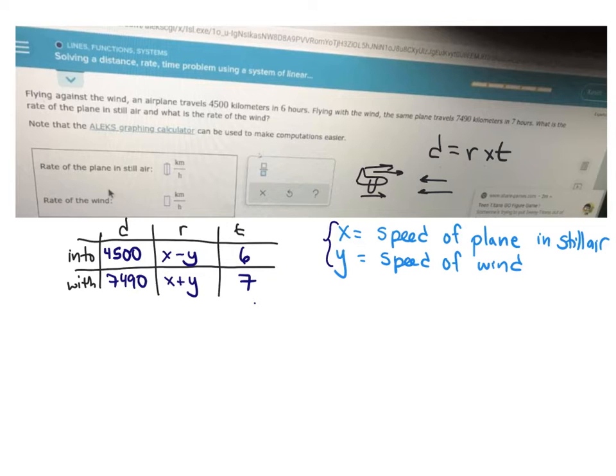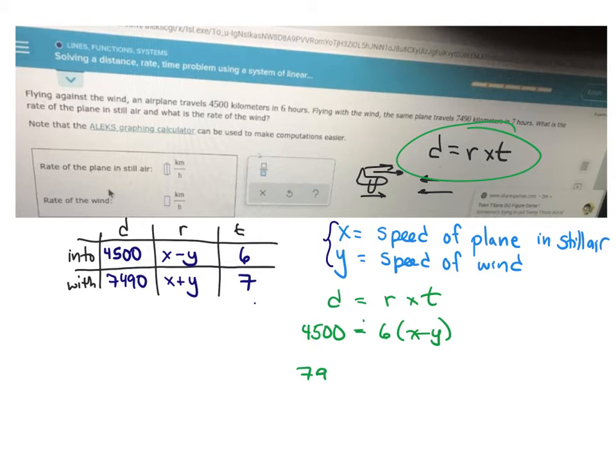And now I can make two equations because I know from up here, distance equals rate times time. So my two equations are going to be 4,500 equals 6 times x minus y. I did time times rate just to make it a little nicer, but you don't have to do that. And then I have 7,490 equals 7 times x plus y.